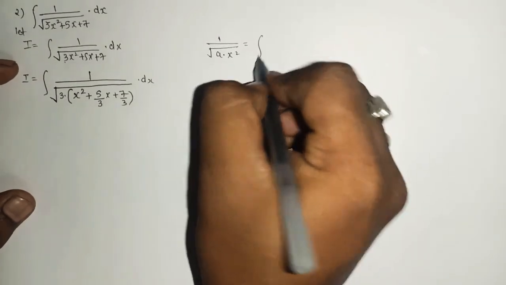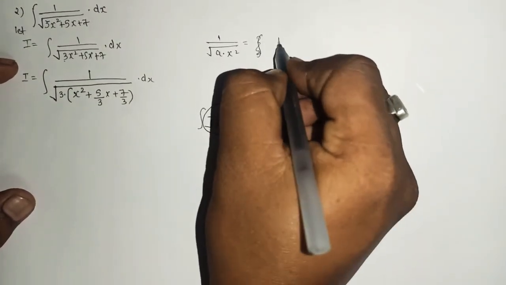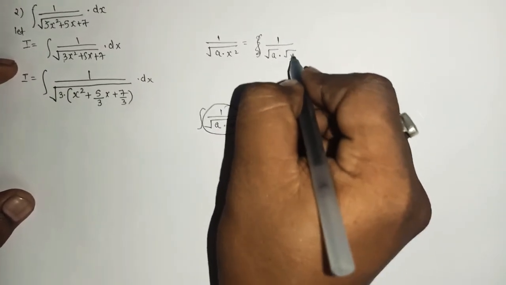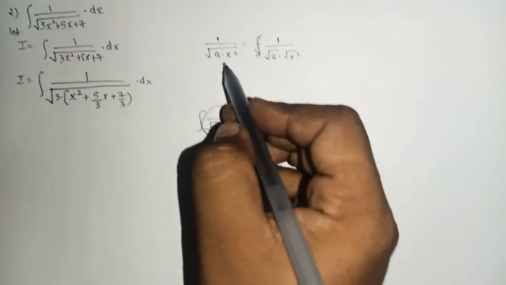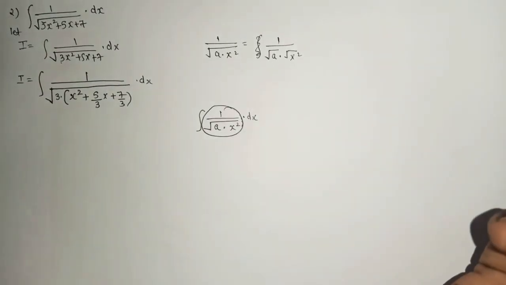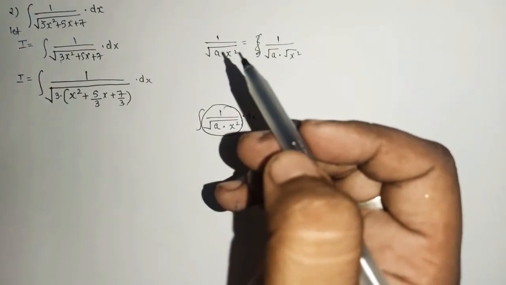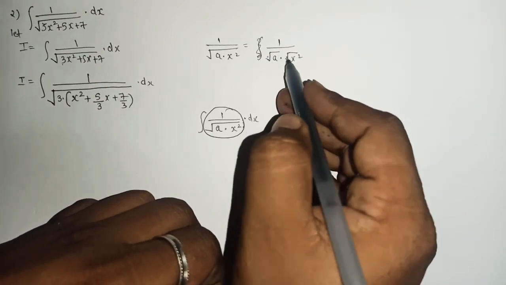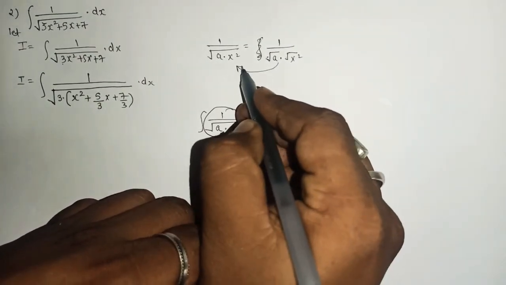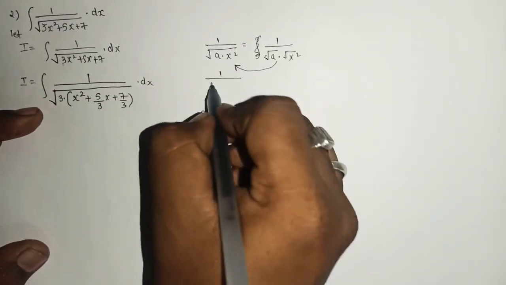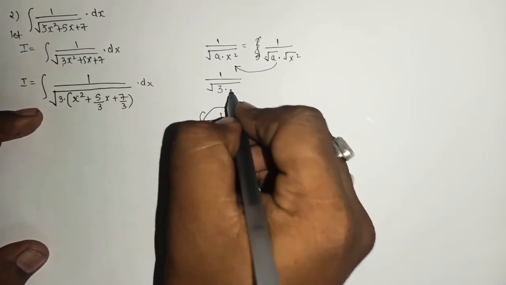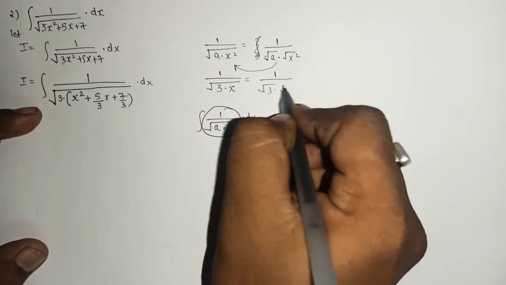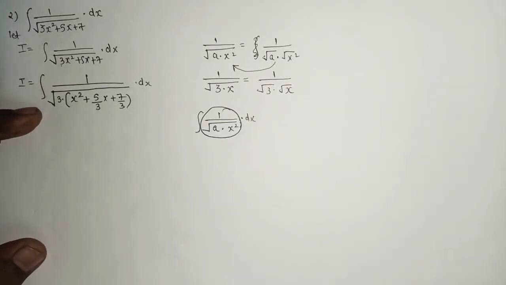Can I write this step as 1 upon root a into root x square? Yes or no? Yes, we can write this step as root a into root x square, as here the order is same. When the order is same, we can multiply, so you will get this previous step. Like suppose if here we have root 3 into x, this can be written as 1 upon root 3 into root x. I hope you all understood this step.